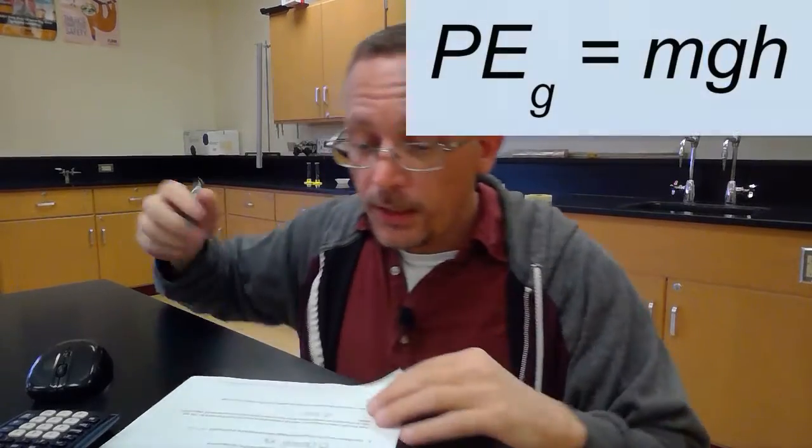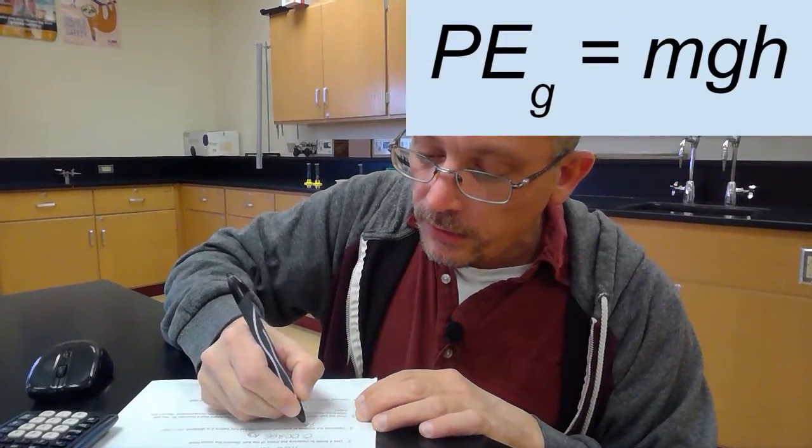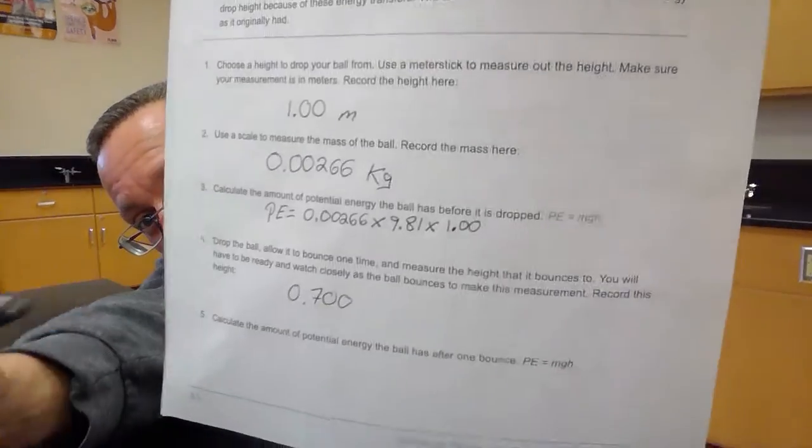So looking at number 3, how much potential energy the ball has before it's dropped. Keep in mind potential energy is mass times g times the height. So the potential energy is the mass, which was 0.00266 kilograms, times g, which is 9.81 meters per second squared, times the height, which was 1.00 meters.